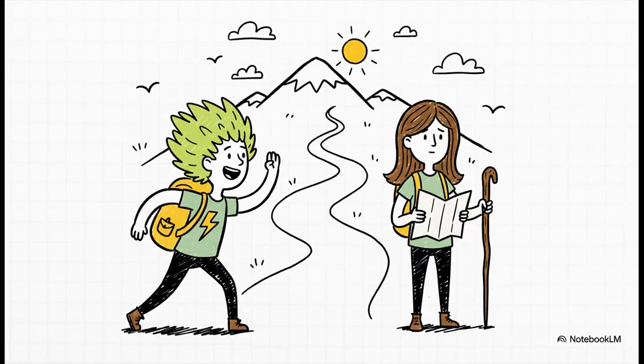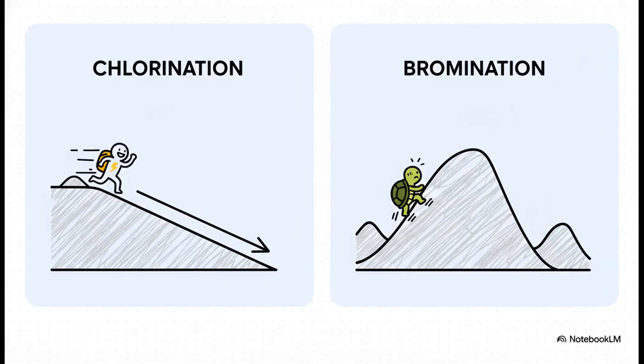So to get a handle on this, the sources give us this great little story about two hikers, chlorine and bromine. Now, they're both trying to react with the exact same molecule, but they go about it in completely different ways. They have totally different hiking styles. Okay, so you've got chlorine. Think of chlorine as the fast and reckless one. Its reaction is super exothermic. It's like a steep downhill sprint.